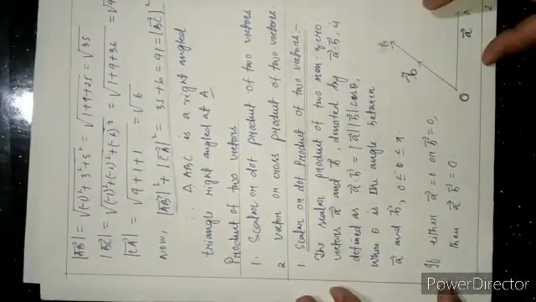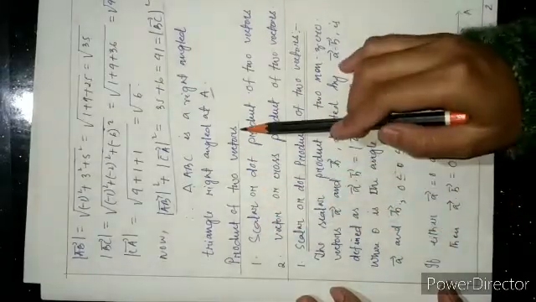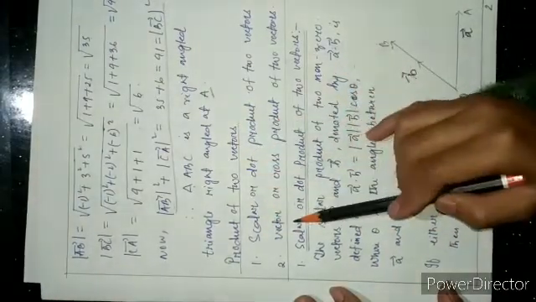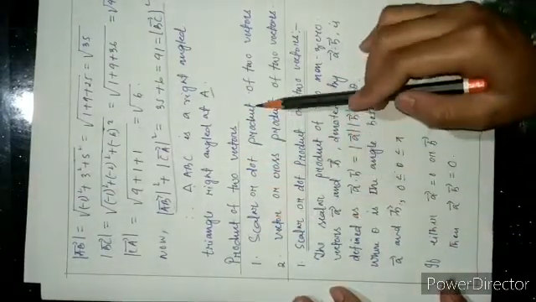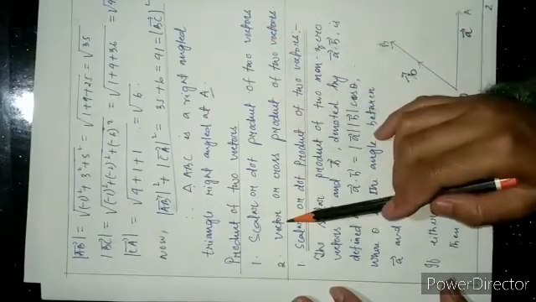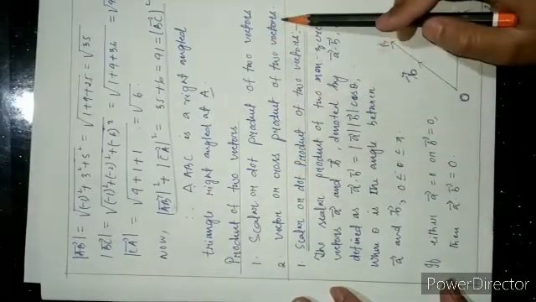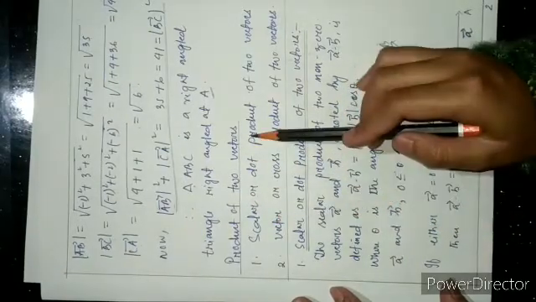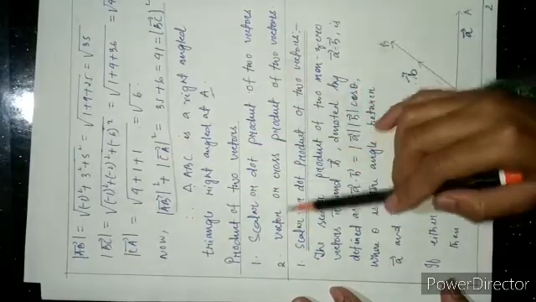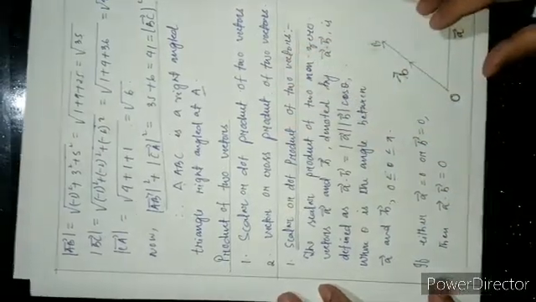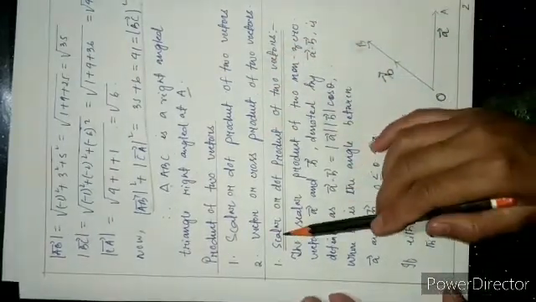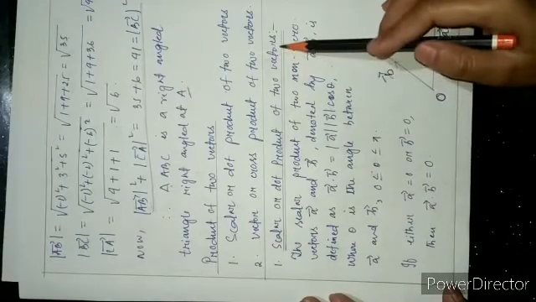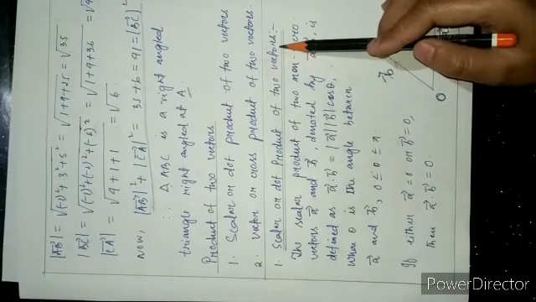Now we are going to learn about product of two vectors. The types of product of two vectors: number 1 is scalar or dot product of two vectors, and the second one is vector or cross product of two vectors. Now the first one is scalar or dot product of two vectors. Let us define the scalar product.